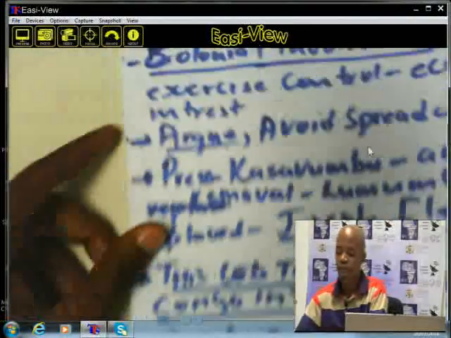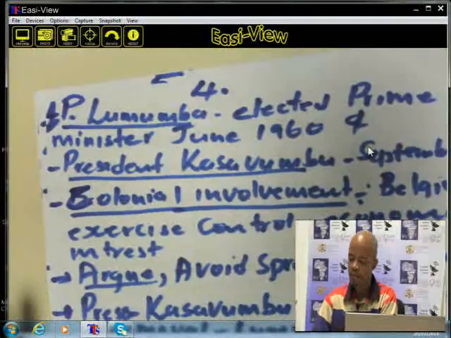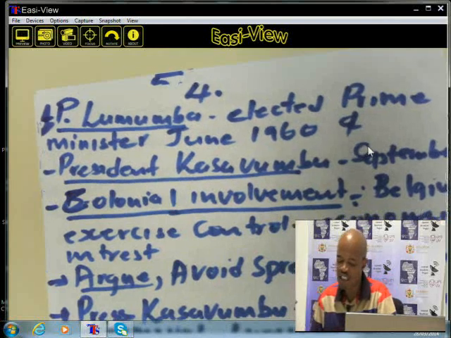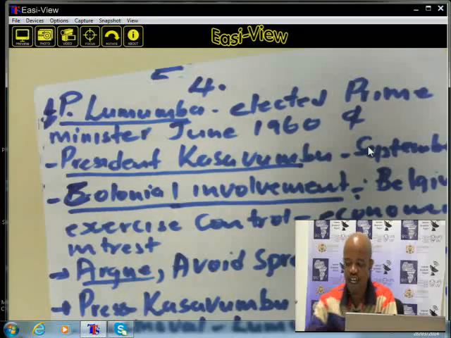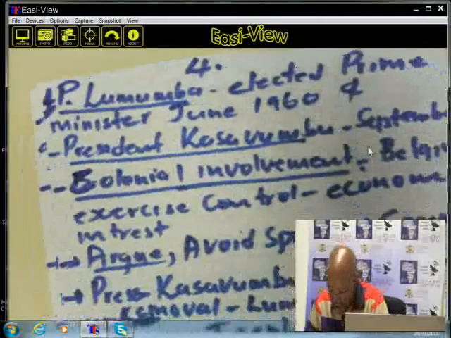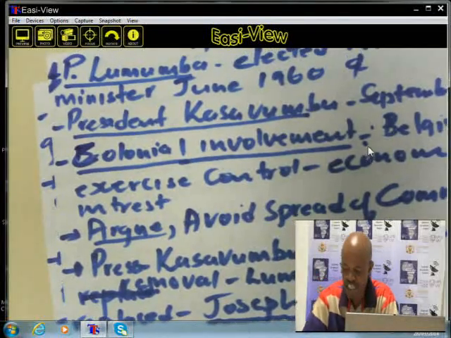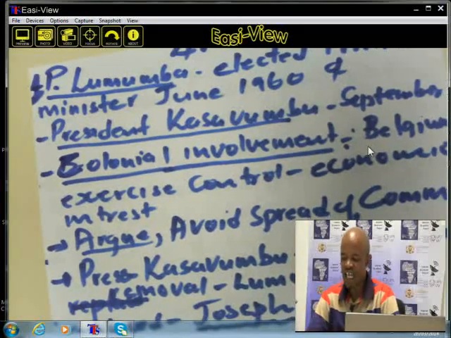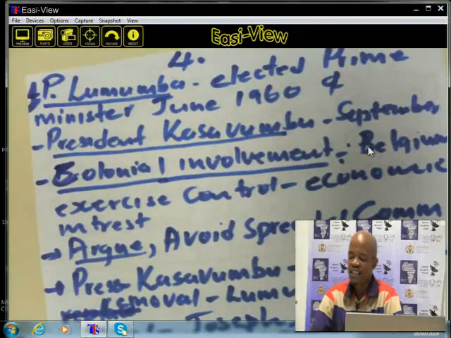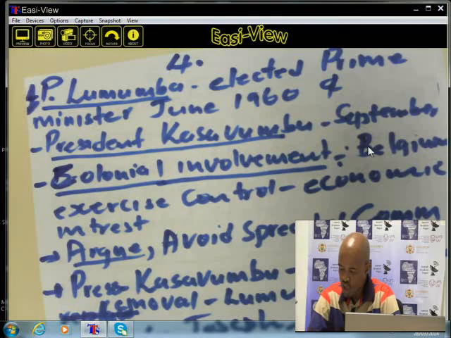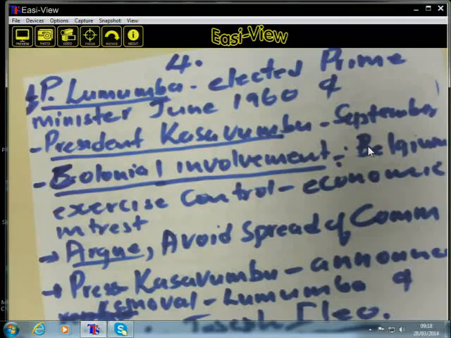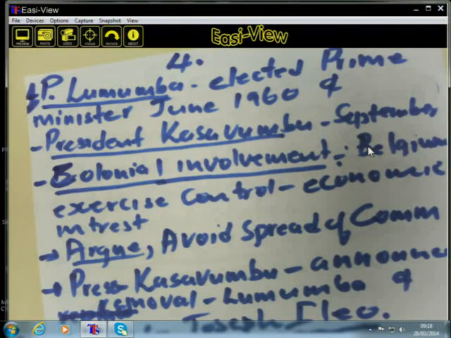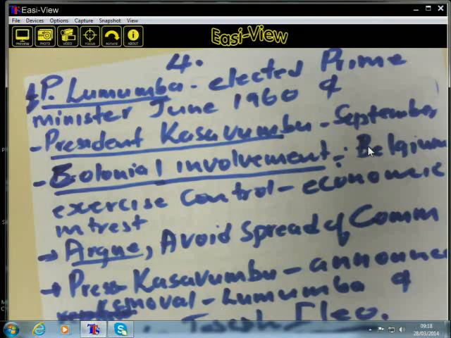Now, Patrice Lumumba, as I've indicated earlier, was democratically elected in June 1960 as the Prime Minister of Congo, the leaders of Congo. And President Kasavubu was also elected as the president in September. So that means in Congo we had a prime minister and a president.